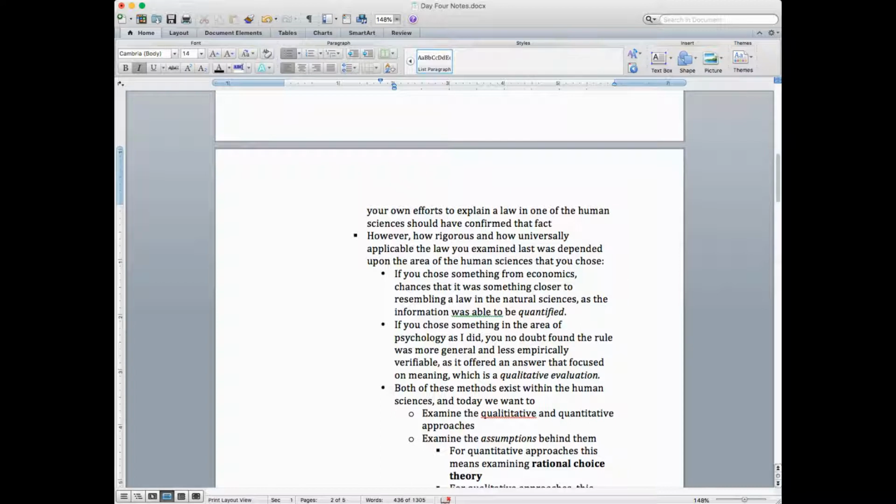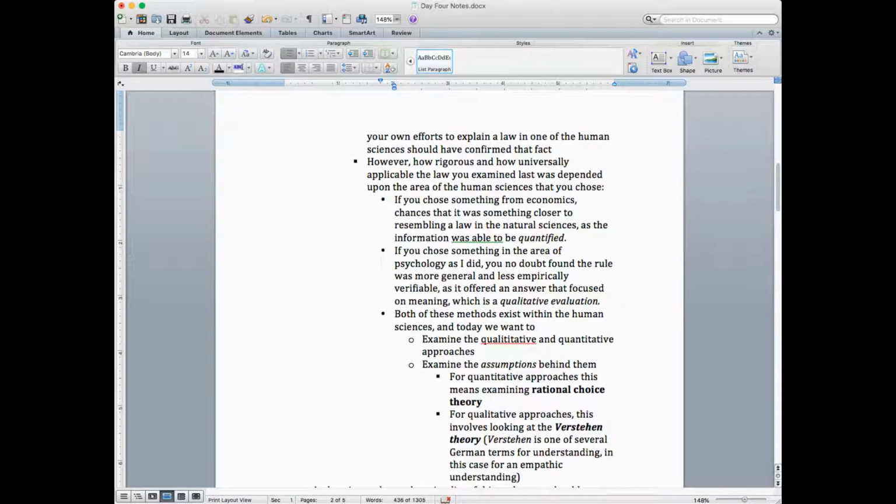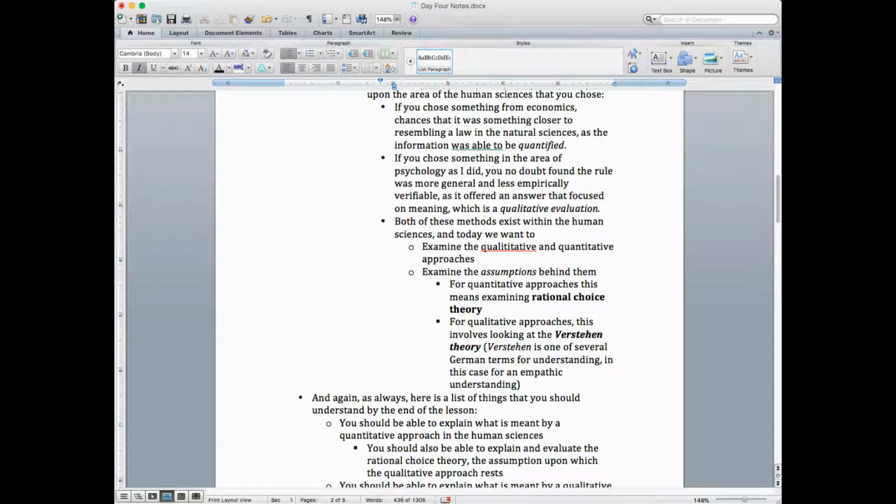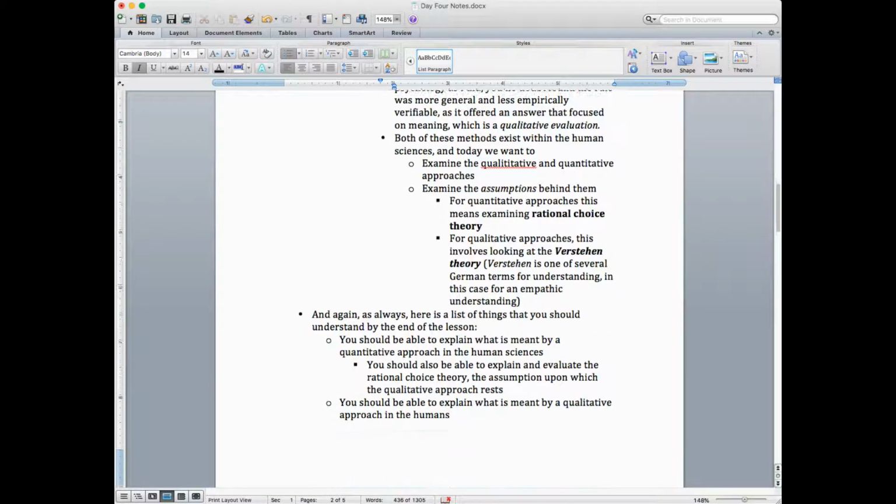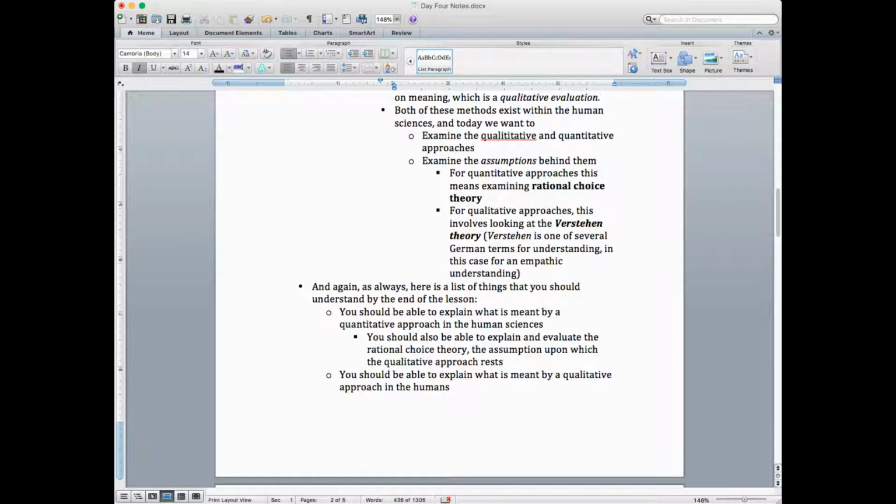There we go. So both of these methods exist within the human sciences, and today we want to examine the qualitative and quantitative approaches. Then we want to examine the assumptions behind them. So the quantitative approach is based on the rational choice theory, so we want to look at it. The qualitative approach involves looking at the Verstehen theory. Verstehen is one of several German verbs for understanding, in this case, for an empathic understanding or trying to understand the meaning behind something.